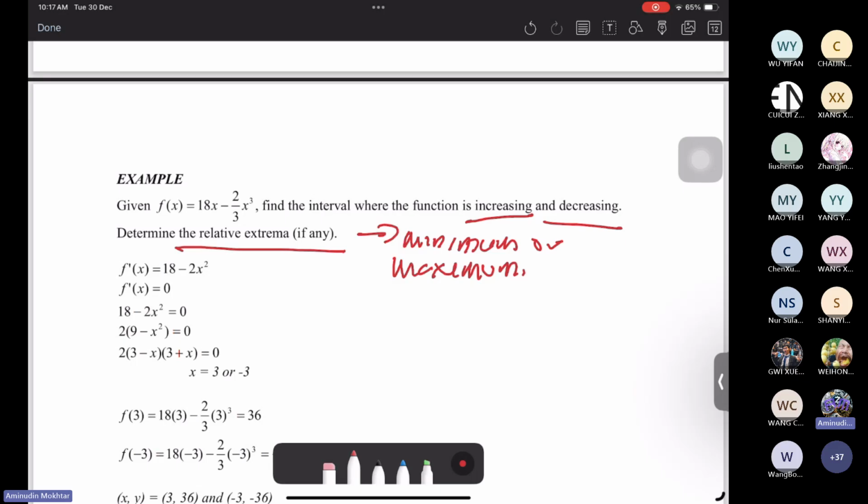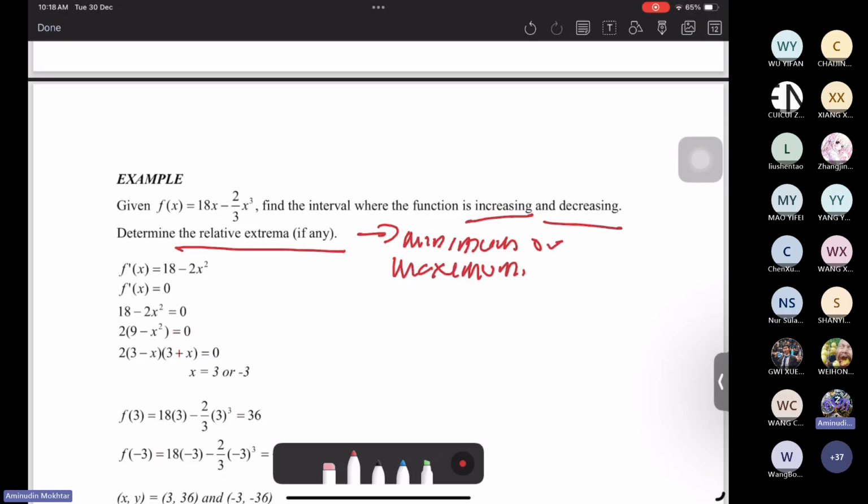Minimum or maximum point. Before that, we need to find the interval where the function is increasing or decreasing. First, I will show you how to answer this question without drawing any graph. No need to sketch a graph. We just apply the first derivative and second derivative to answer this question.